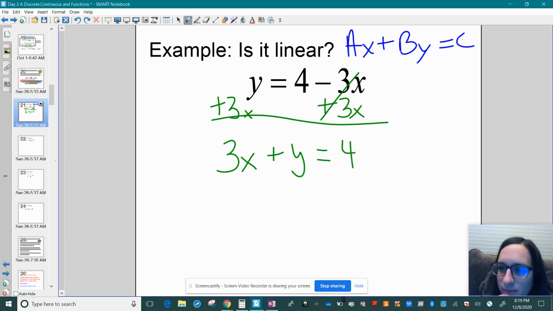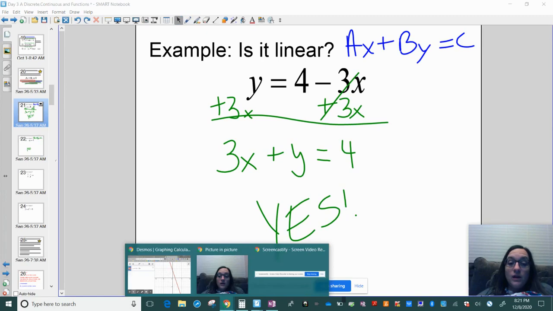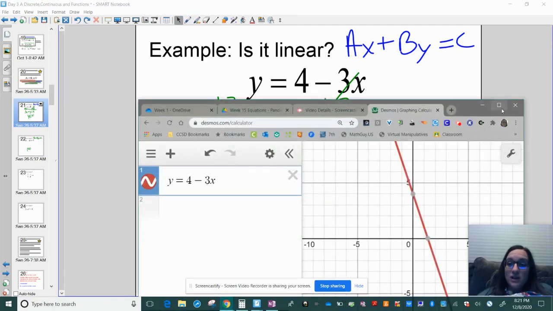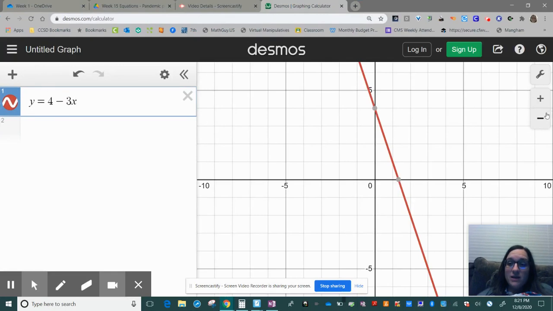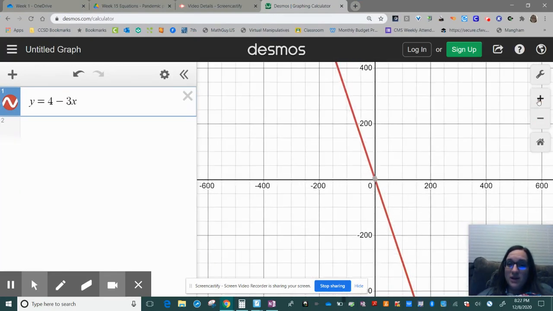Is that in standard form? Well, yeah. A is positive. A, B, and C are all integers, right? 3, 1, and 4, good to go. There's no common factors between them, so yes, it is linear. Is it linear? Yes. If we look, we can see that this equation, in fact, is linear. It makes a line. So you can always check on Desmos and type it in to see if it makes a line.